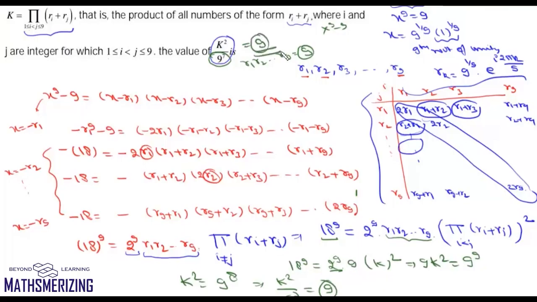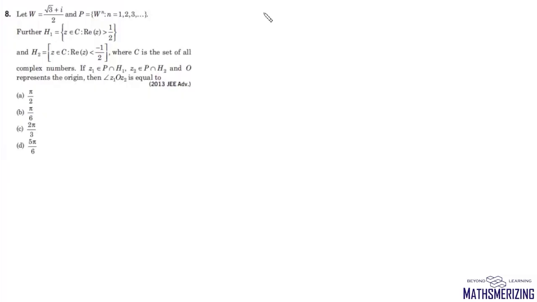Now here the question is, we are given a complex number w, which is root 3 plus iota upon 2, and we are given that P is w to the power n. Now it says further H1 is all such z such that the real part of z is greater than 1 by 2, and H2 is all such z where the real part of z is less than minus 1 by 2, where C is the set of all complex numbers. Now if z1 belongs to P intersection H1 and z2 belongs to P intersection H2, then we need to find the angle between z1 O z2.